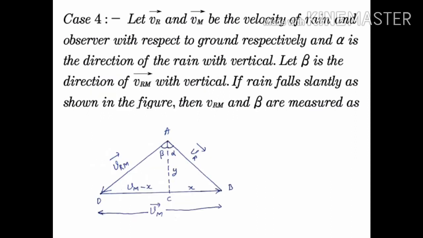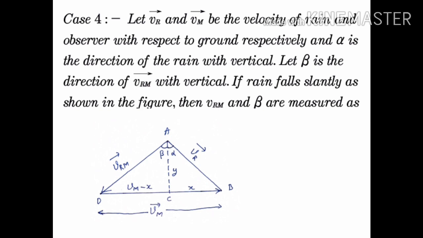Next we come to case 4. That is VR bar and Vm bar are taken as velocity of rain and velocity of observer with respect to ground as usual, and alpha is the direction of the rain with vertical, and beta is the direction of VRM bar with vertical. Then in this case, to find out VRM and beta values, the process is given below, and in this case rain falls slantly as shown in this diagram.